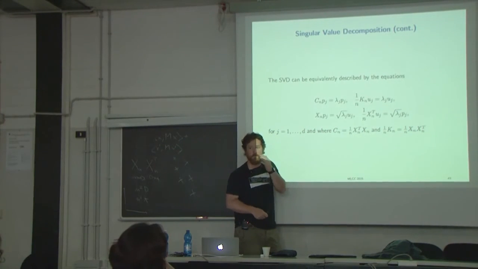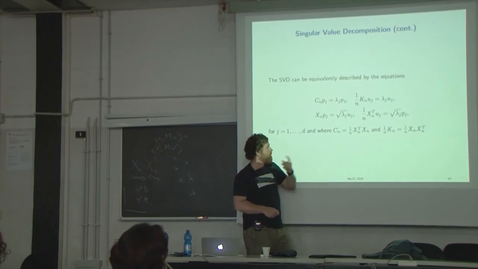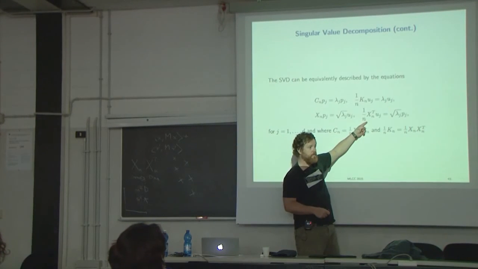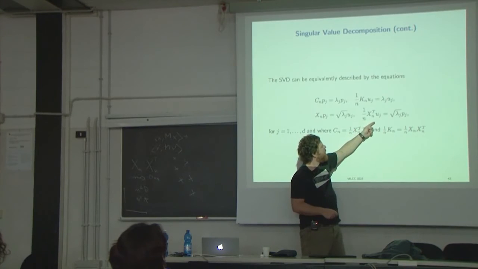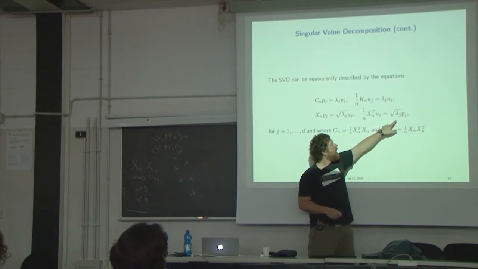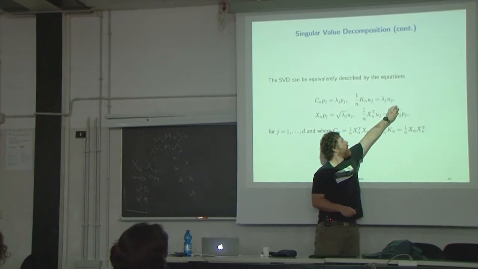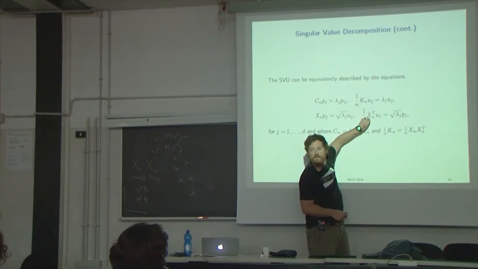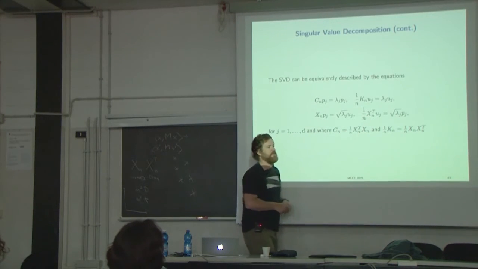Which one is it? This one here. This one says, give me u, apply x, and I give you that guy. Or if you want, you have to divide this number by the square root of the eigenvalue. How much is this operation?